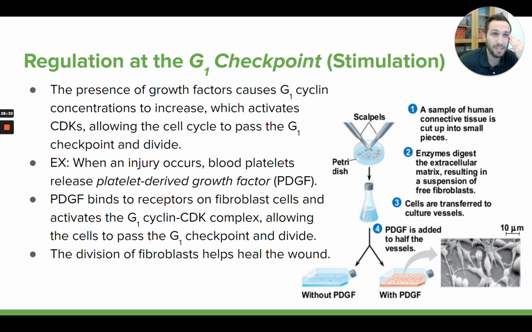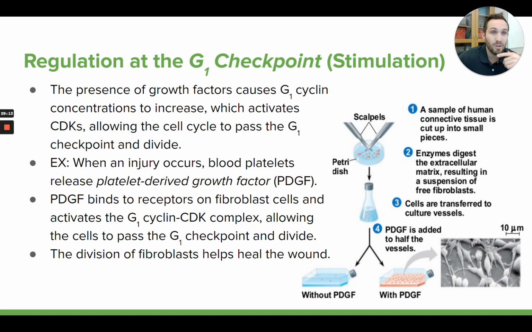By injured cells, these growth factors are going to bind to fibroblast cells. Fibroblast cells are these cells in your body that help to clot your blood, and they help to heal wounds. When those cells bind to the PDGF, it actually allows the G1 cyclin CDK complex to become activated. So that first set of CDKs with the first set of cyclins is now going to start becoming activated once this guy is binding to the receptors on those special cells. And so this is encouraging the cell to then move past the G1 checkpoint.